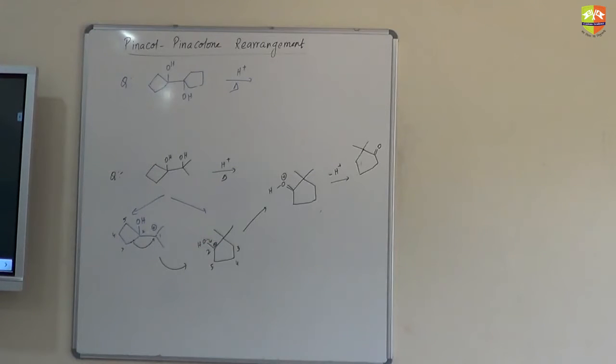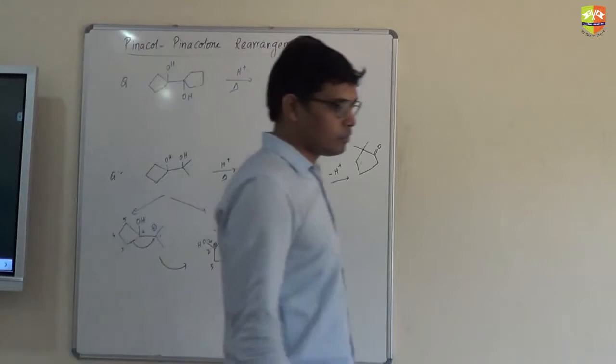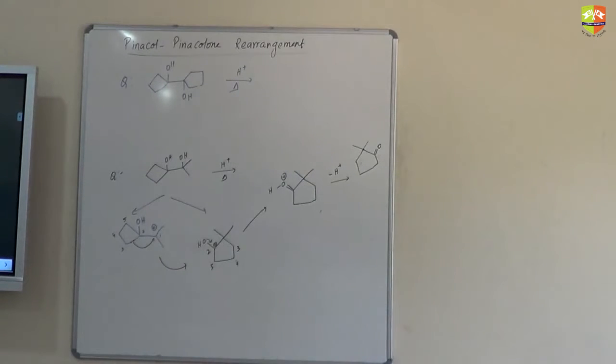It will become this, ring expansion will be there. This one will try it. Yeah. So this we have chosen. And then H plus comes out. We'll get this, will be like this, right? Yeah. So why? Will it be like bicyclo?